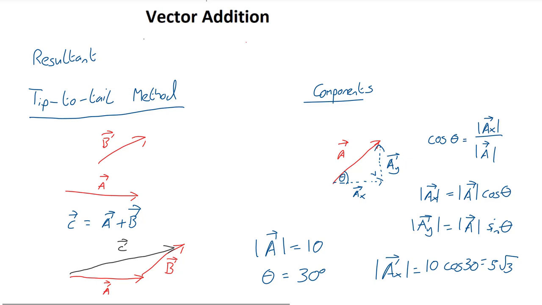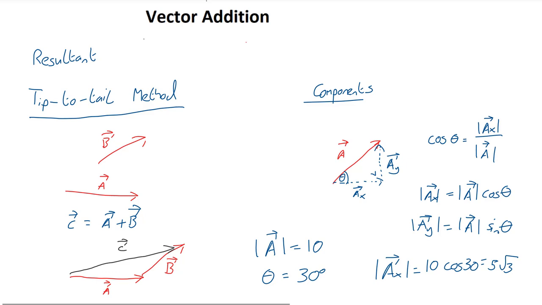Well, if I had another vector B, I could do the same thing and find a B sub x and a B sub y. And then I could simply add the horizontal components, A sub x and B sub x. That will give me the horizontal component of the resultant vector, C sub x. Similarly, I could do the same with the vertical components A sub y and B sub y to get C sub y. Using these two vectors, I could now reconstruct C.